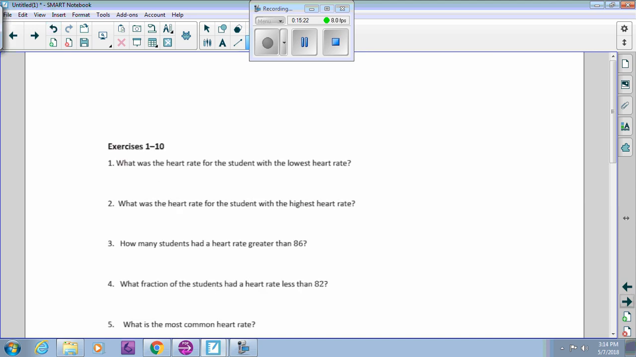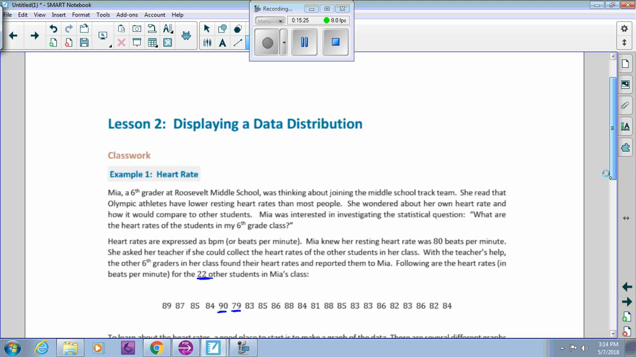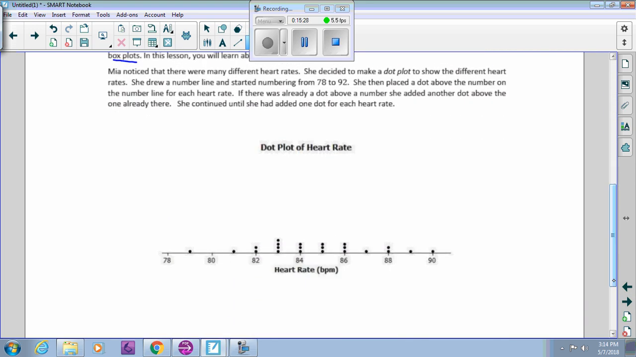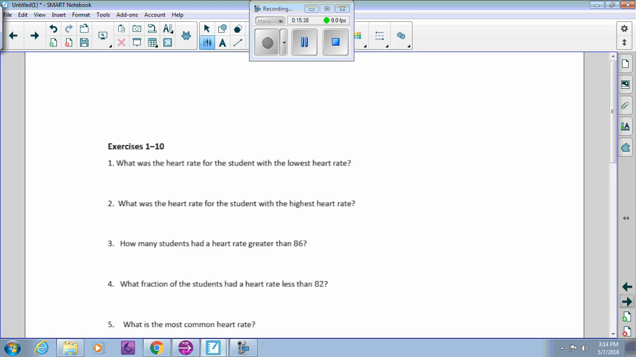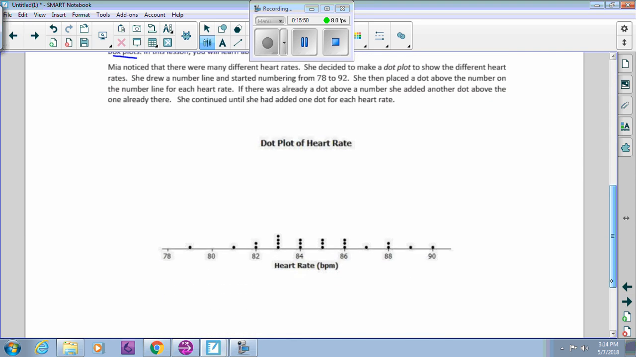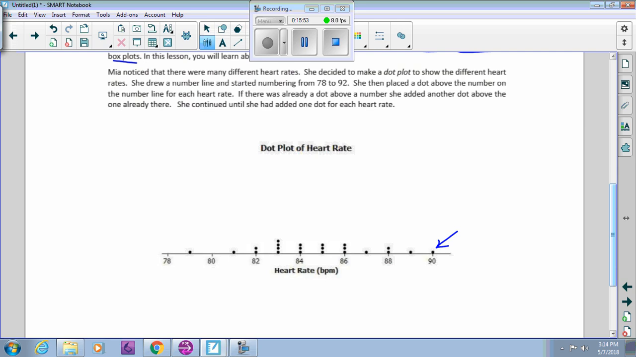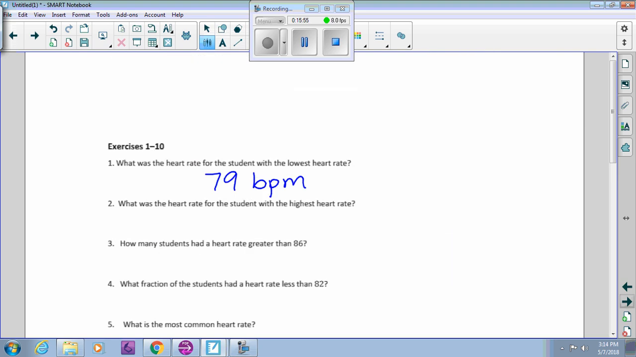What was the heart rate for the student with the lowest heart rate? So again, if you look back, the lowest heart rate demonstrated was right here, and that was 79. So I'm going to erase that. So the lowest heart rate was 79 BPM, beats per minute. What was the heart rate for the student with the highest heart rate? So again, if we flip back, we're looking for the highest heart rate. I think it was 90. Yep, 90 right here. Okay, so 90 beats per minute.